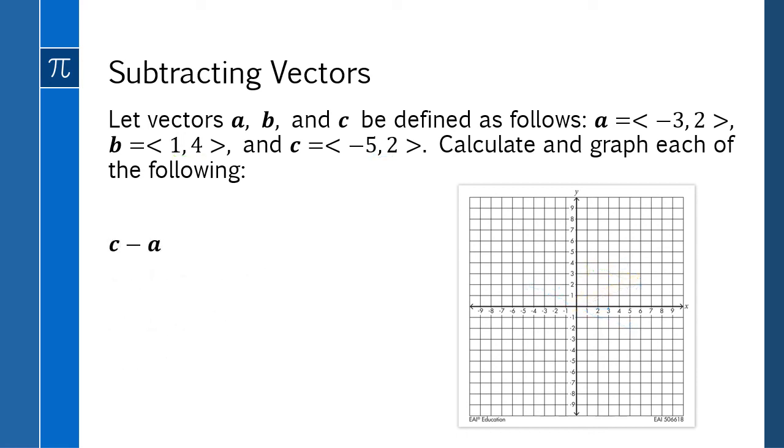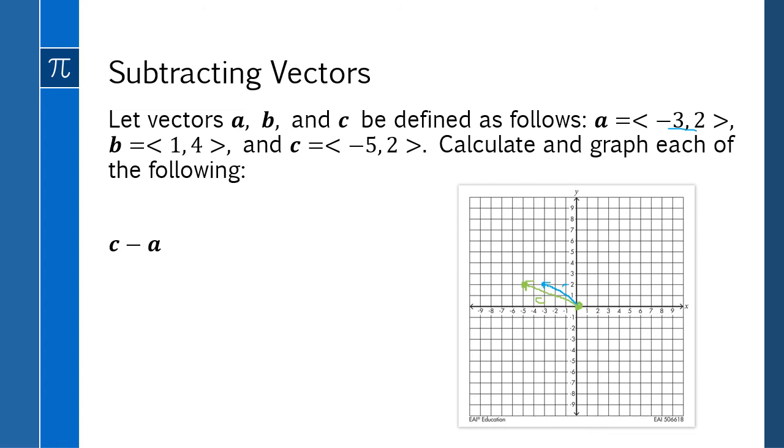And we have one final example here. This time we want to do c minus a. This time let's graph it first. So vector c is given by negative 5, 2. So starting from the origin, going left by 5 and up by 2, that would be your visual for vector c. And we want to subtract from that vector a. Vector a is given by negative 3, 2. So to the left 3, up 2, that is vector a.